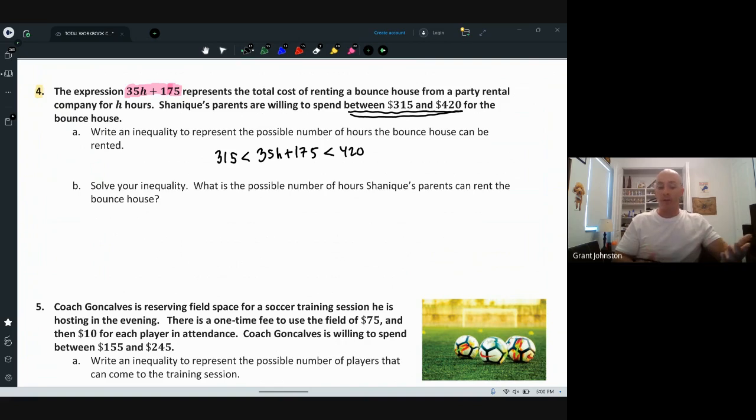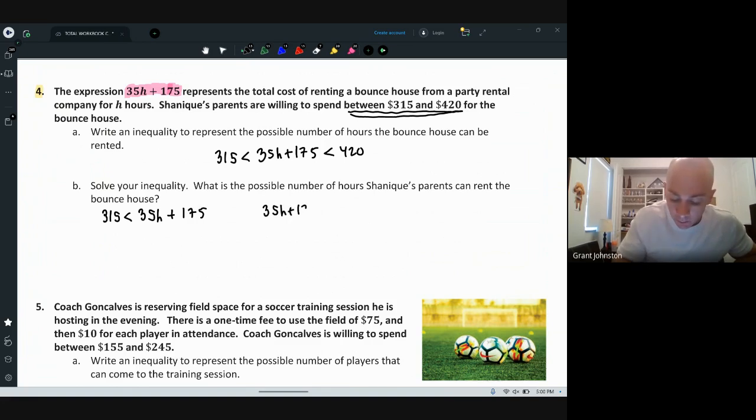So now let's solve it. It says solve the inequality. What is the possible number of hours Shanique's parents can rent the bounce house? So like I showed on that previous page, I would break it up into two separate ones. So I would say 315 is less than 35h plus 175. And then the other one, 35h plus 175 is less than 420. And then solve them both.